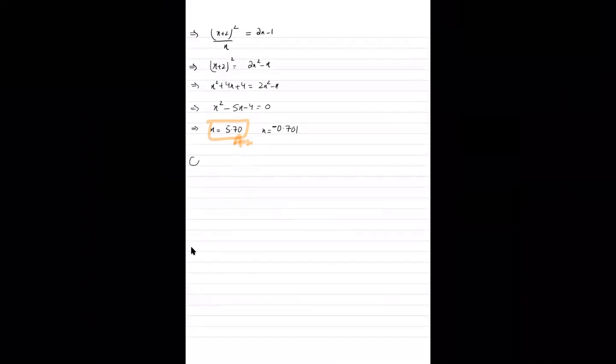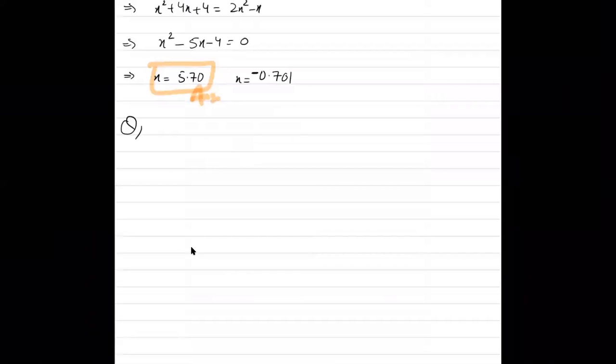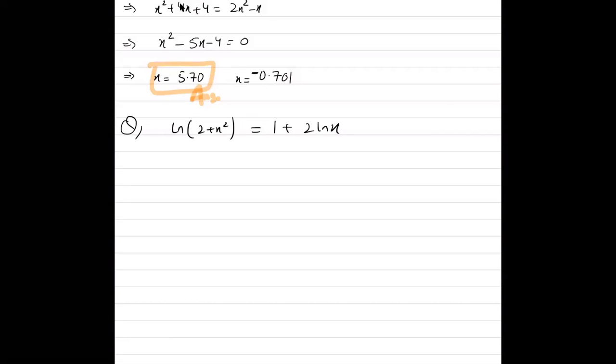Okay, let's try another one. ln of 2 plus x square equals 1 plus 2 ln x. You can discuss your first step with me if you have any doubts. Okay.